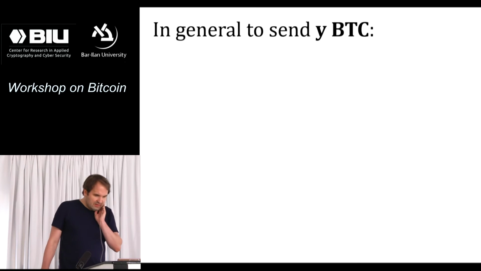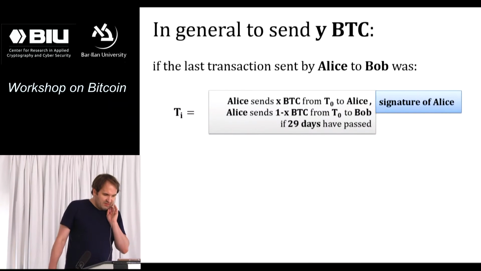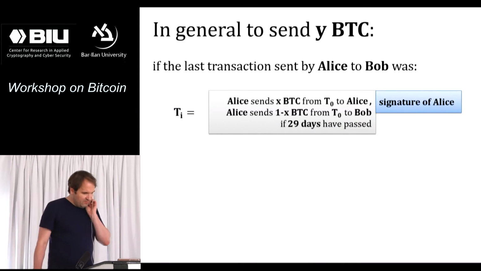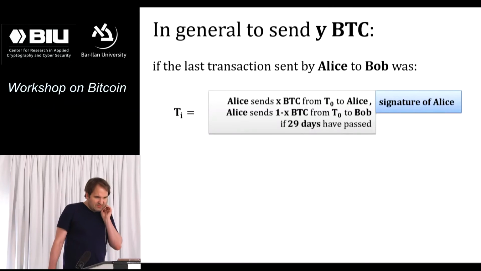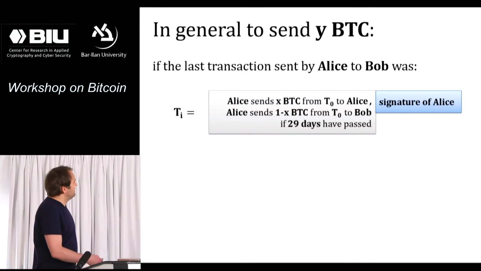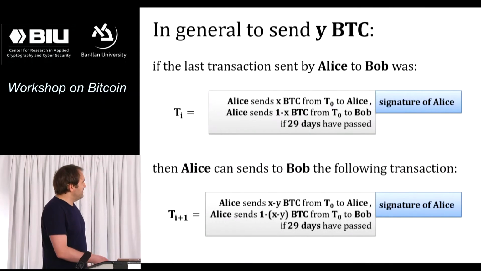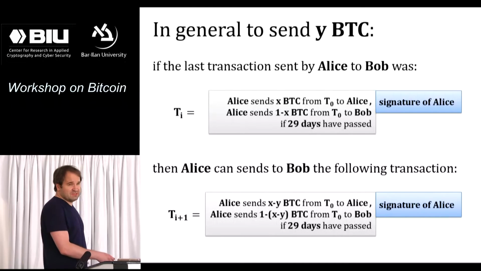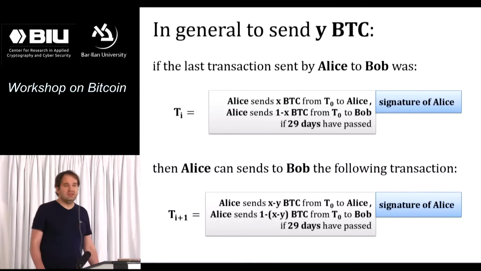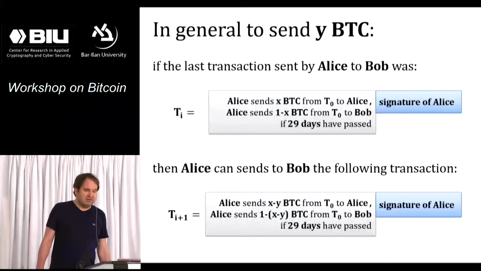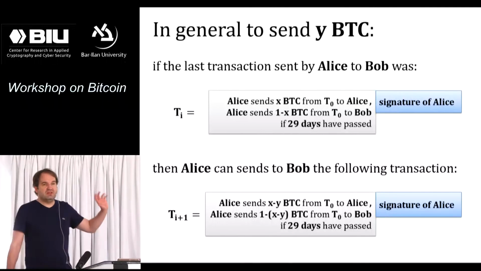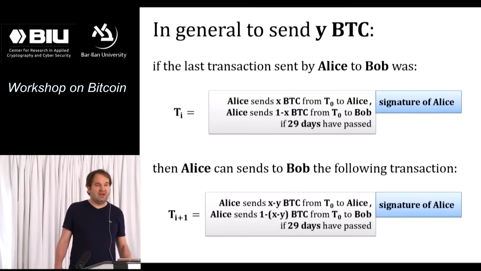And in general, to send Y Bitcoins from Alice to Bob, if the last transaction was X to Alice and 1 minus X to Bob, then we can adjust it by making X minus Y to Alice and 1 minus X plus Y to Bob. This is a simple generalization. We can send an arbitrary amount of money as long as there is money in the channel for this.